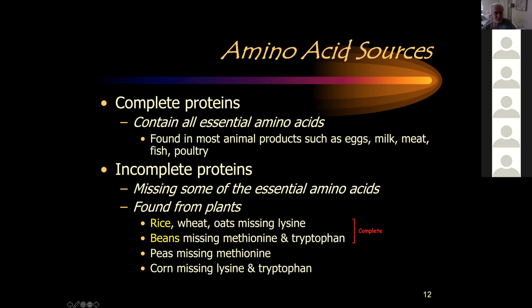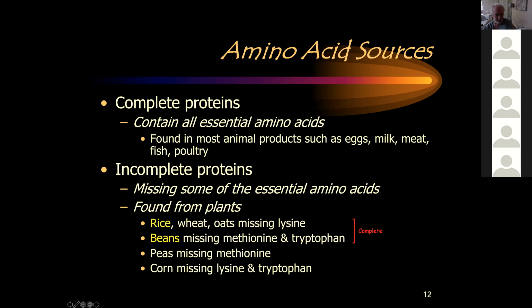And so some proteins are called complete proteins. They contain all the essential amino acids. And that means most animal products, eggs, milk, meat, fish, poultry, any of these have all the amino acids.